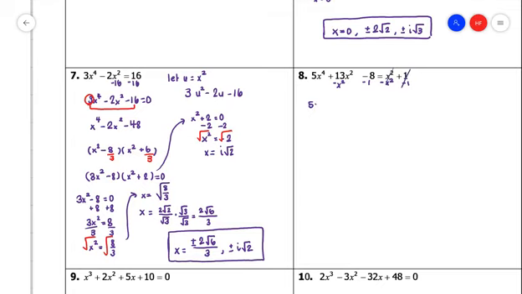So we have 5x to the 4th power plus 12x squared minus 9 is equal to 0. 5, 12, and 9 don't have a common factor, and they don't all have an x, so we can't factor out an x. So I'm going to use slide and divide.